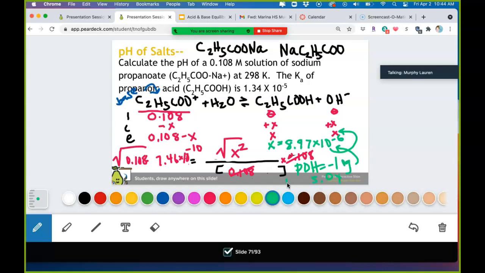So you take 14 and subtract that number, and pH is 8.953. So a basic salt, because it came from a weak acid and strong base.